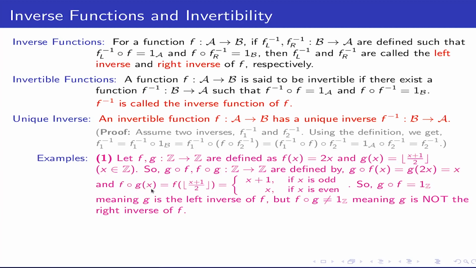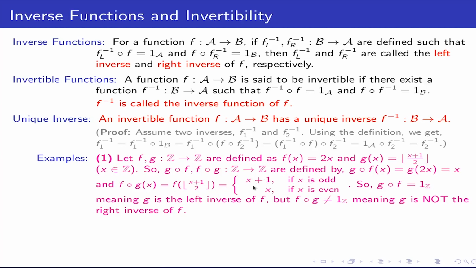For g∘f, if you see this one, it says g(x) is floor of (x plus 1) by 2. So g∘f basically gives x plus 1 if x is odd, otherwise x if x is even. Why? Try with 5: f is 2 into x, so 2 into 5 is 10... wait, (5 plus 1) by 2 is 3, floor is 3. So f of 3, f is 2 into x, so 2 into 3 becomes 6. So therefore I started from 5 and got the final answer as 6.